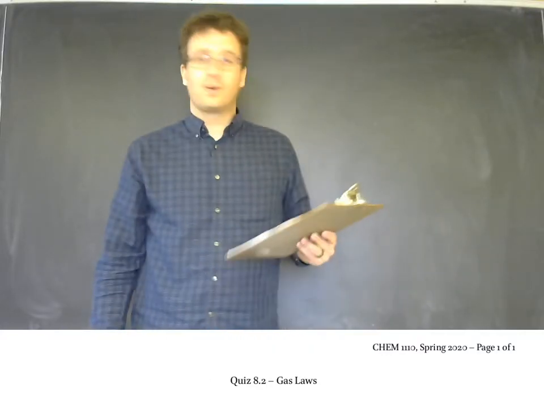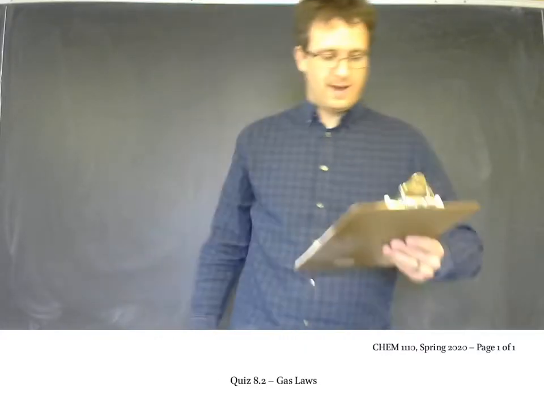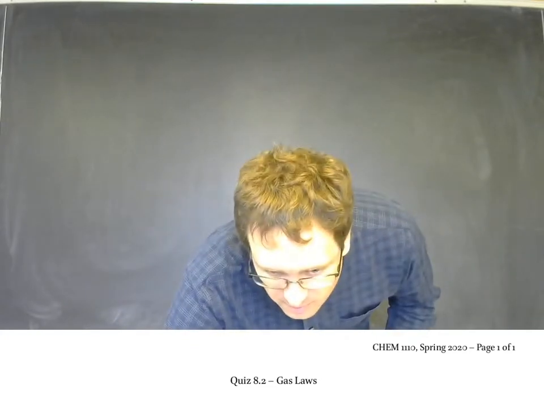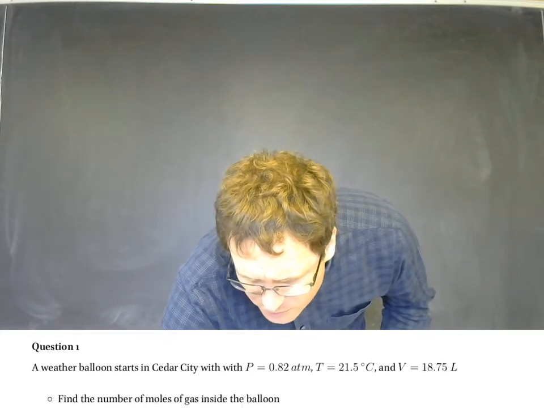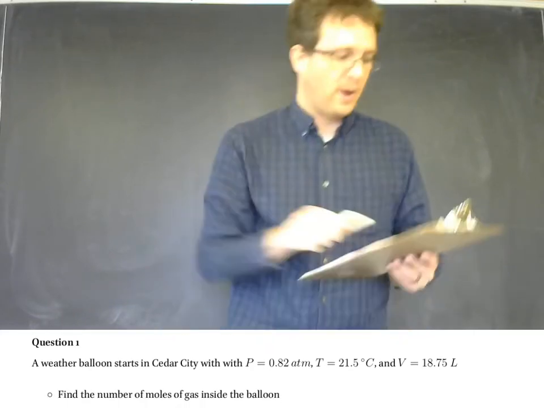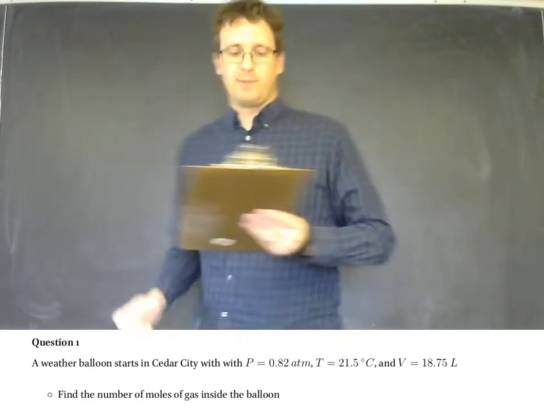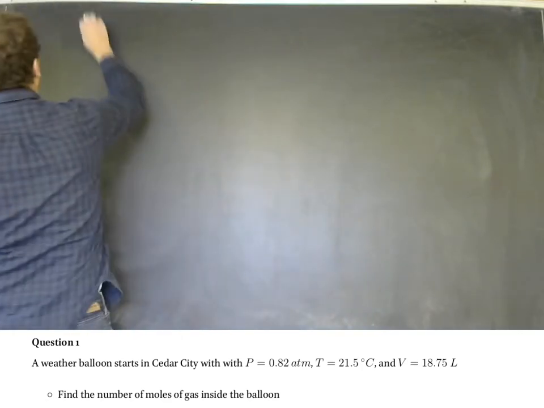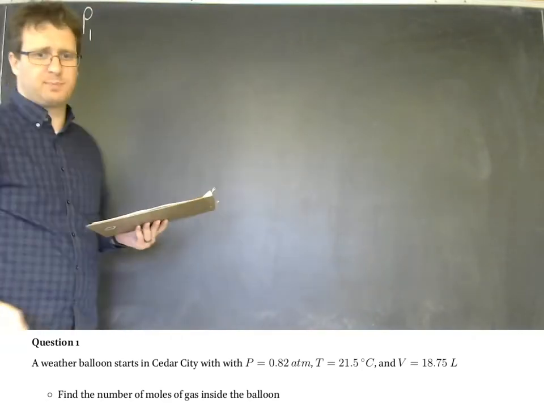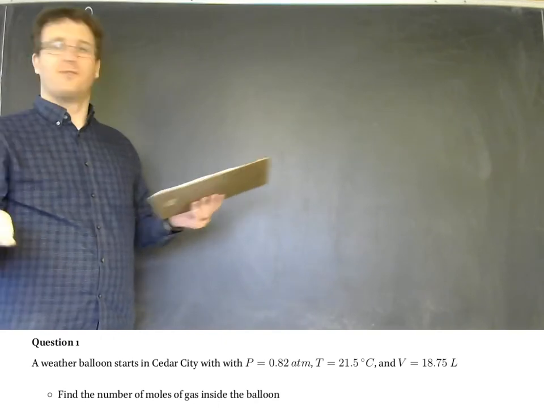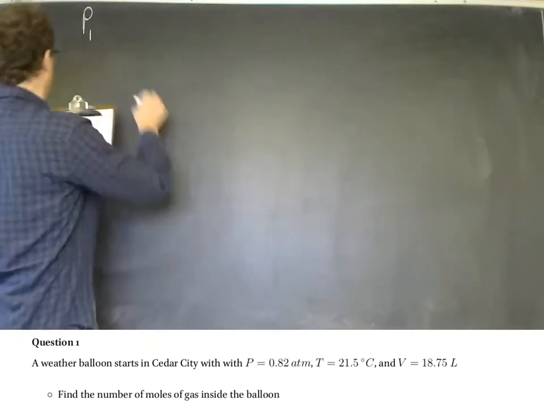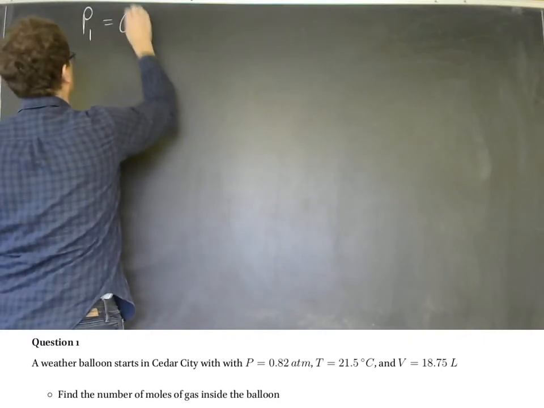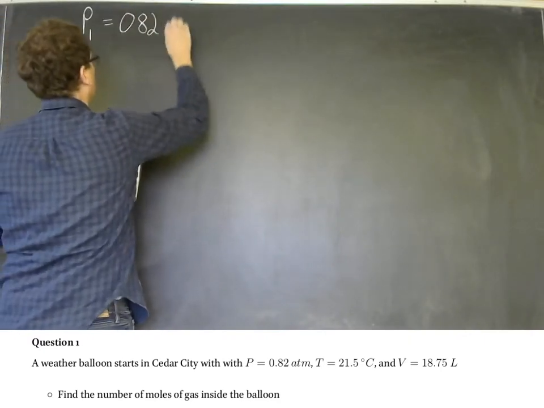Okay, this is quiz 8.2 on gas laws. So let's look at question 1. A weather balloon starts in Cedar City with a pressure, and I'm going to label these as P1, T1, V1, because these are our initial conditions. So P1 is equal to 0.82 atmospheres.